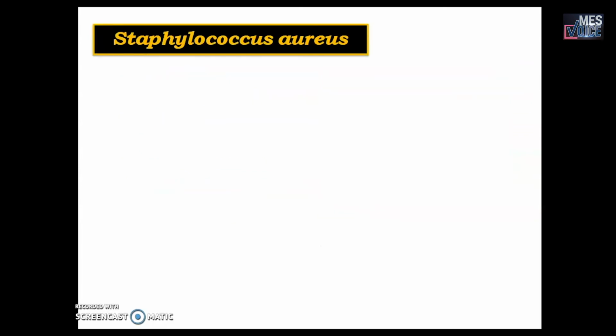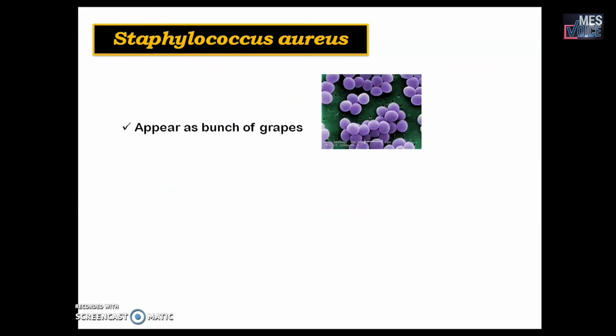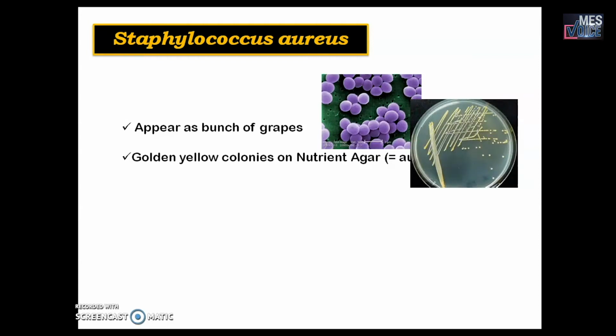Staphylococcus aureus. They are seen as a bunch of grapes and they give golden yellow colonies in nutrient agar. That is why they are given the name aureus, which means golden. Here we can see the golden colored colonies on the nutrient agar plate.